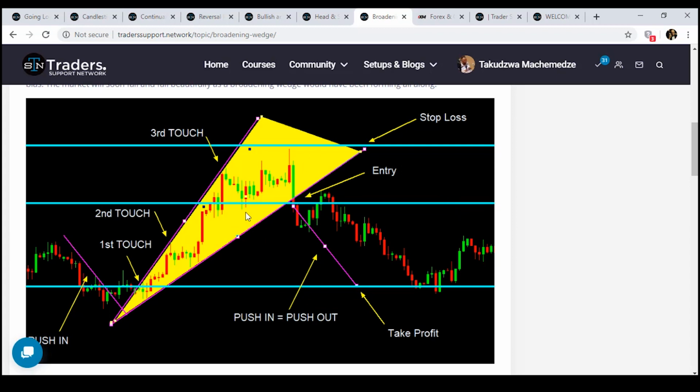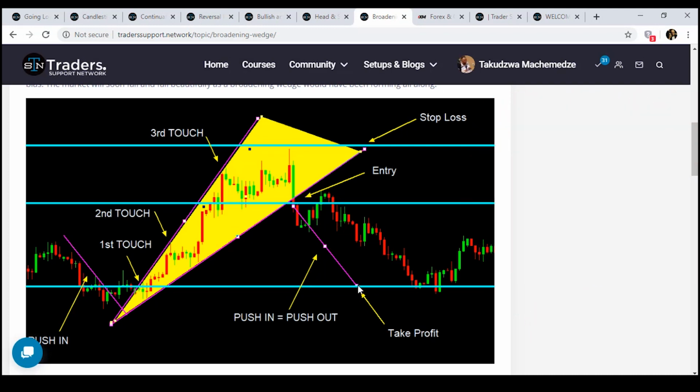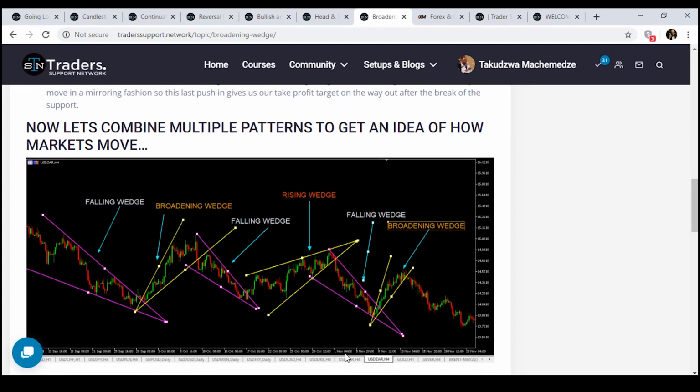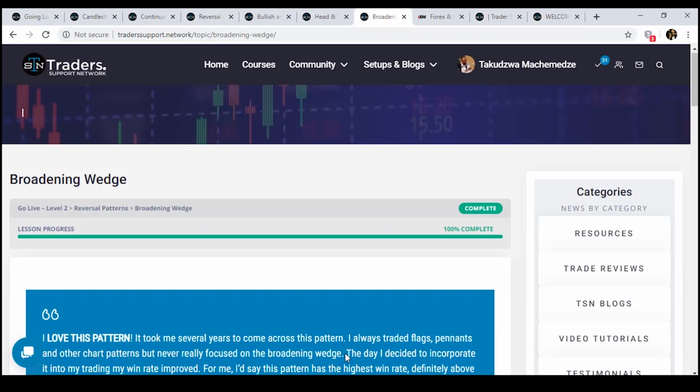You actually get a graphical representation. It's very consistent when we're explaining all our patterns. We draw it for you. We tell you how to actually trade it, where your entry is supposed to be, where your stop loss is supposed to be, where your take profit is supposed to be, how to calculate the pips. You get to learn everything. Very, very amazing stuff.